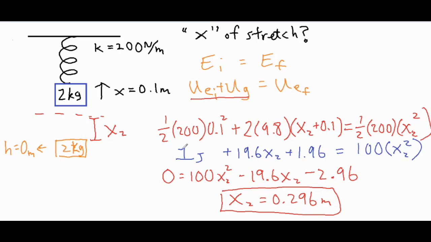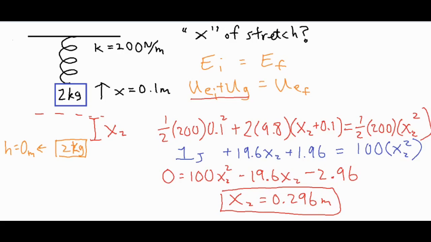Then I took all of these numbers on the left and I scooted them over to the right. So the 100 x2 squared stayed the same, but the rest of the values became minus because I subtracted them from both sides. So the 19.6 is just the minus 19.6 x2. The 1 and the 1.96 combined for 2.96, so when subtracted from the other side became minus 2.96. So then you could either use the quadratic formula or go ahead and graph this and find the intersection points of where the graph hits the x-axis. And then you would find a positive value of 0.296 meters as your final answer.